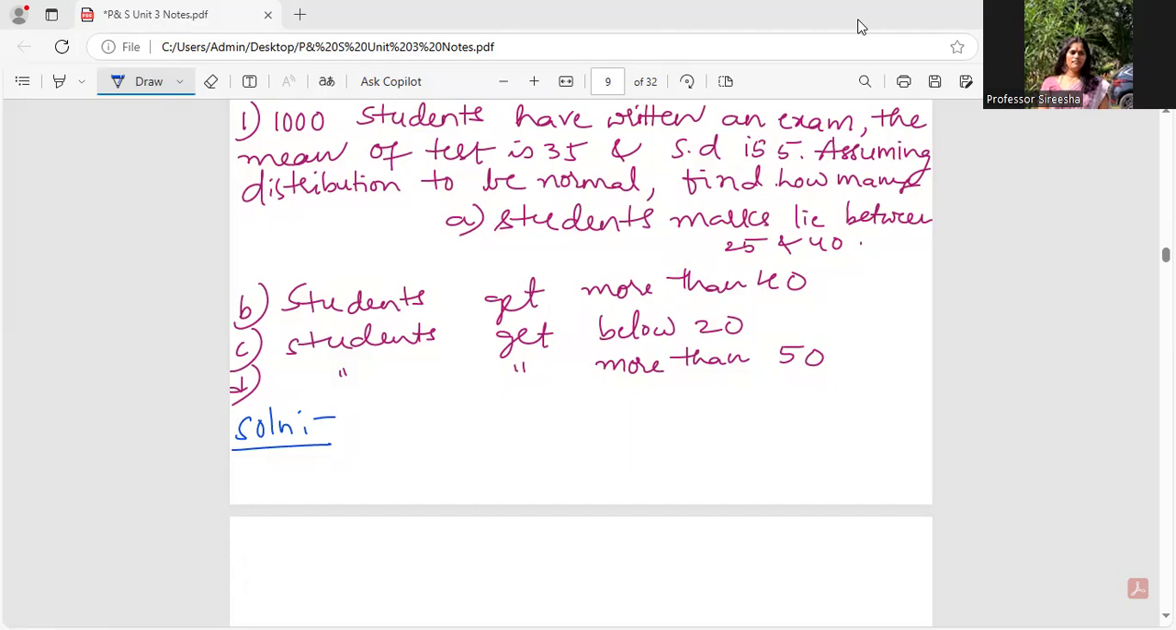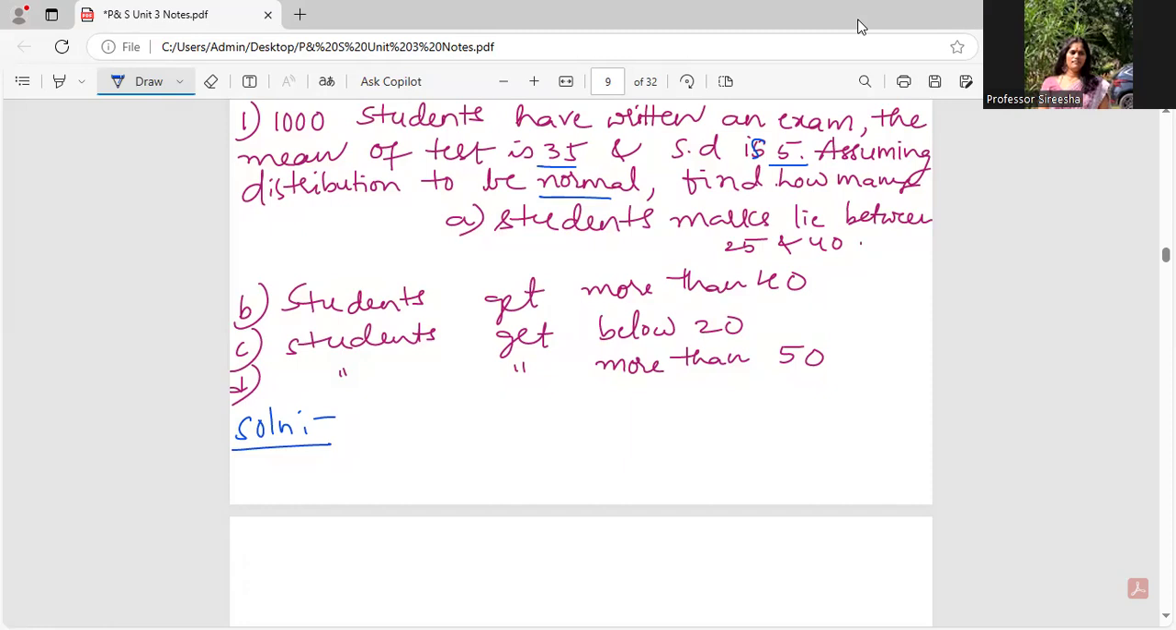Okay, there's one more problem on normal distribution. 1,000 students have written an exam. The mean of the test is 35. Standard deviation is 5. Assuming distribution to be normal, find how many student marks lie between 25 and 40. How many students get more than 40, how many get below 20, and how many get more than 50.